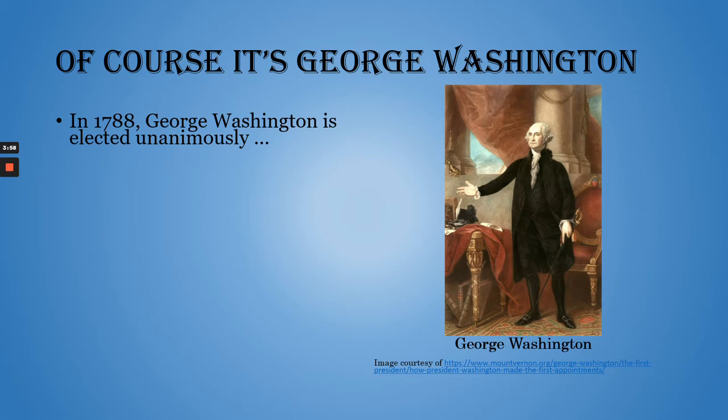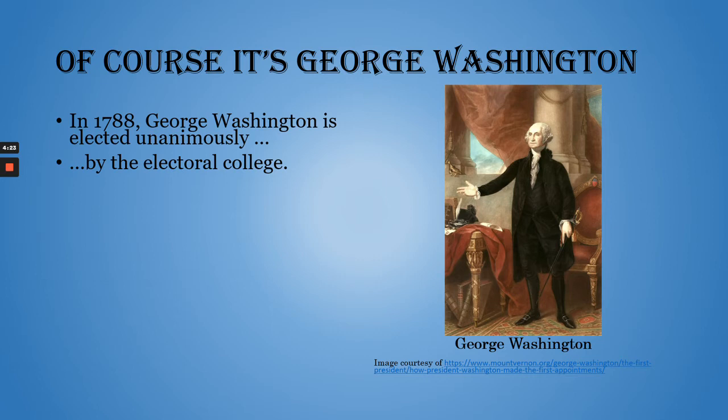So the first presidential election is held in 1788. And remember, the Constitutional Convention took place a year earlier in 1787. It took about a year for the required 9 states to ratify. So once those states ratify the Constitution, you have your first presidential election. And George Washington is elected unanimously.